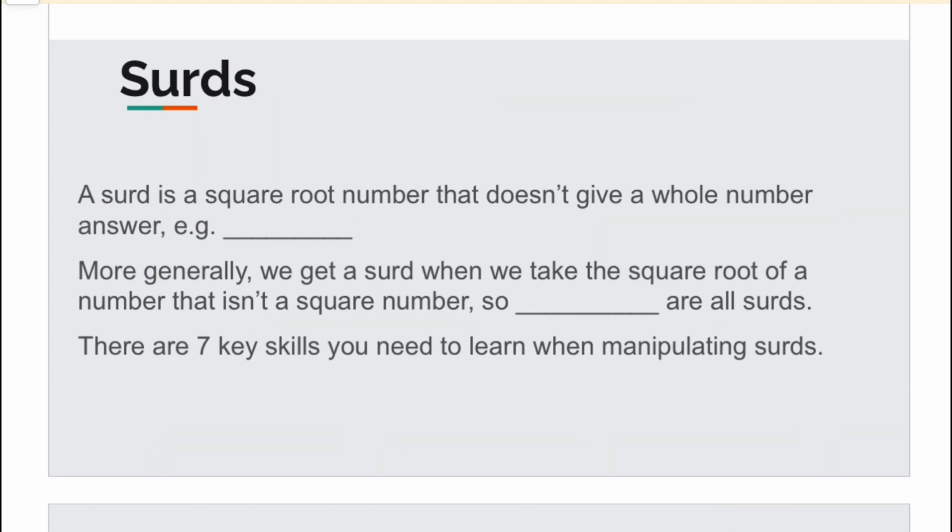What does surds mean? A surd is a square root number that doesn't give a whole number as an answer. Like if you say square root of 4, that gives you 2, so that is not a surd. But when you do square root of 3, that does not give you a whole number as an answer, so that is a surd. So that is square root of 3, or you can say square root of 2, etc.